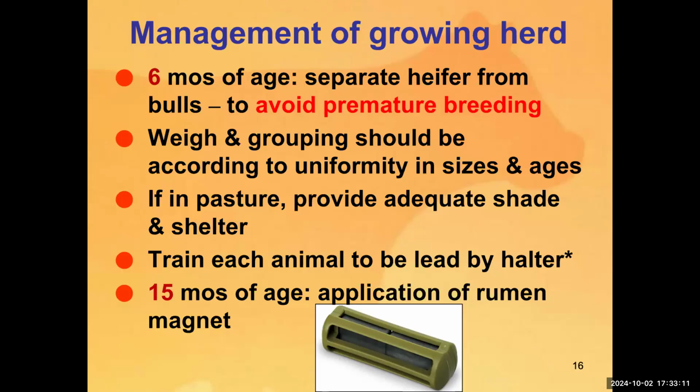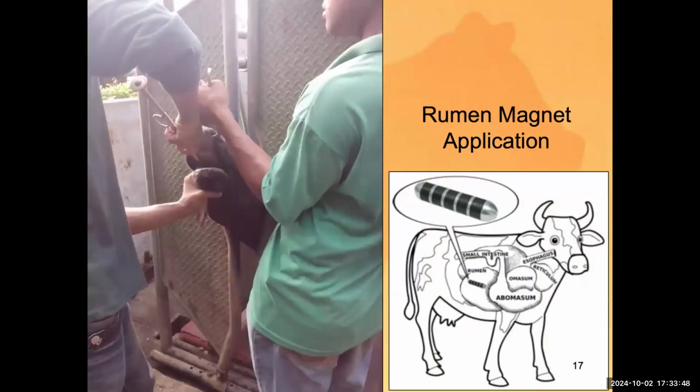Moreover, we want to prevent hardware disease. That's why we also make it a point to apply this rumen magnet, no? Especially if you're working in a farm that has a lot of construction. In a perfect world, the construction company would do post-construction cleanup perfectly. But there will be some, no, that will be quite negligent of their responsibilities, and a lot of wires would be left behind, etc. We just want to make sure that everybody's covered. So we made it a protocol to put one rumen magnet in each of the animals by the time they become 15 months.